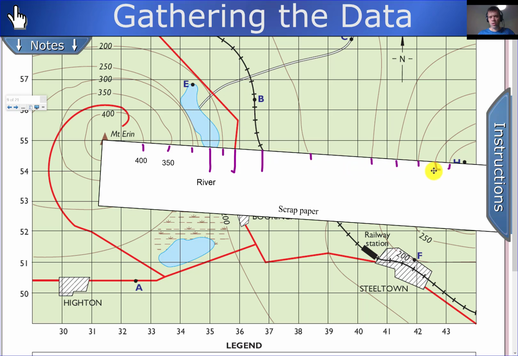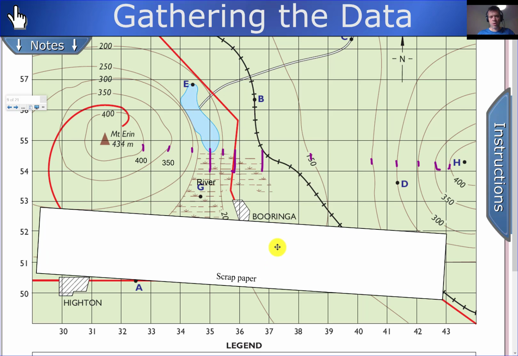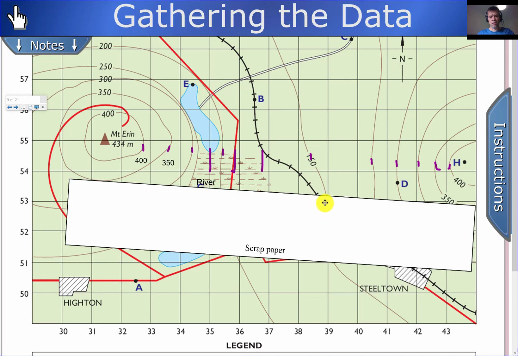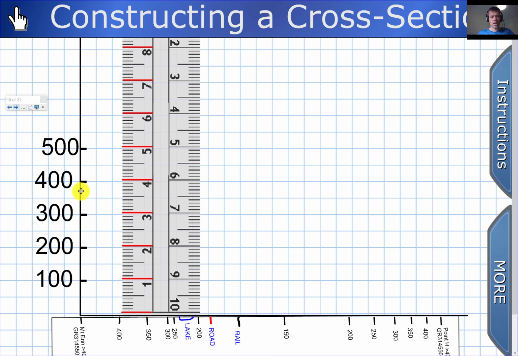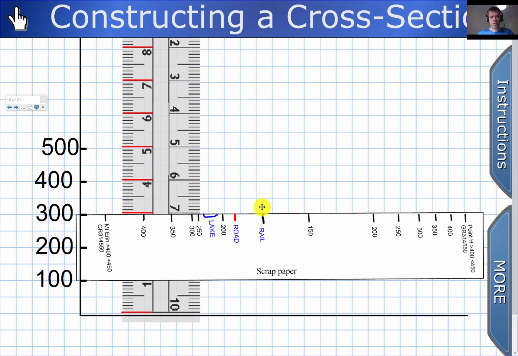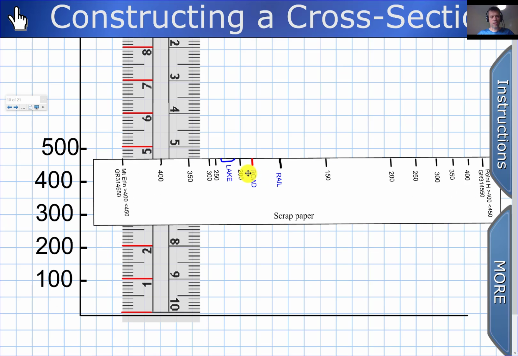Being careful you get the right contour line. Sometimes you have to move the paper away and put it back again to see the numbers on the lines. And we're going to get a piece of paper which looks like this. Okay, it's going to have all of the details on it.